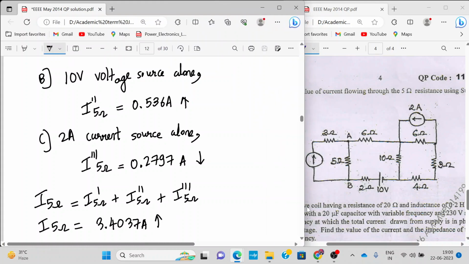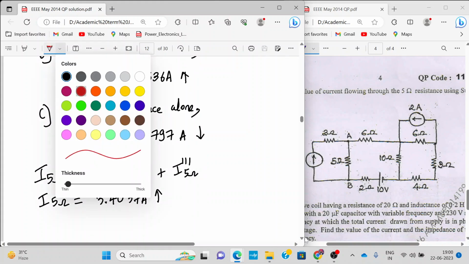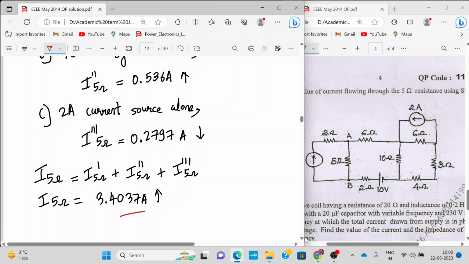And with this, we have come to the end of solving the question paper of May 2014. Okay. So now I will take your queries if you have any.